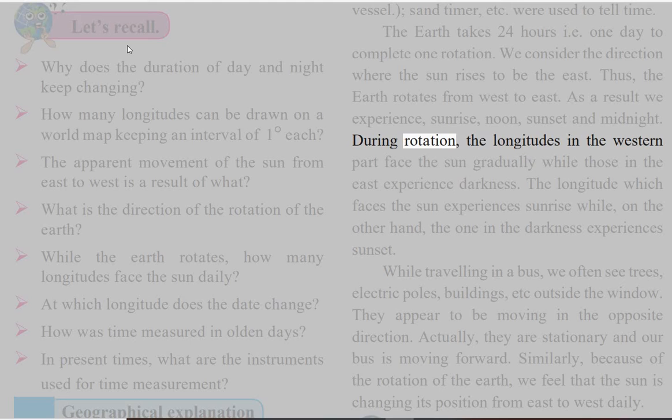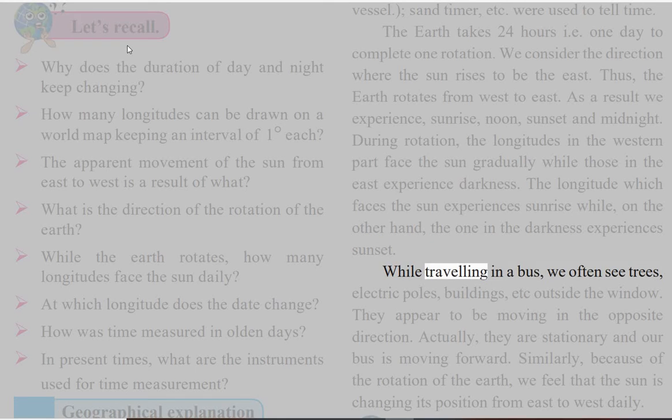During rotation, the longitudes in the western part face the sun gradually, while those in the east experience darkness. The longitude which faces the sun experiences sunrise, while, on the other hand, the one in the darkness experiences sunset.